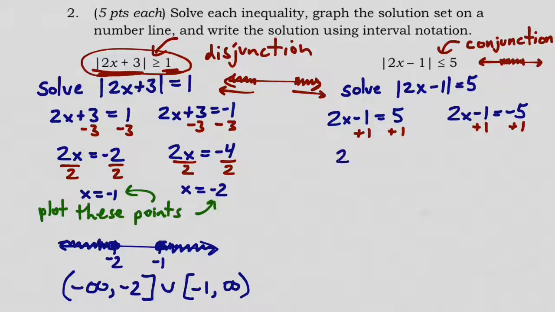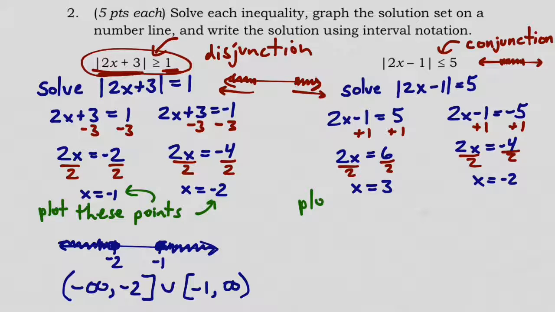That gives us 2x equals 6, and 2x equals -4. And then we can divide both sides of each equation by 2 to get x equals 3 and x equals -2. So to figure out the solution, I want to plot those points on a number line graph.